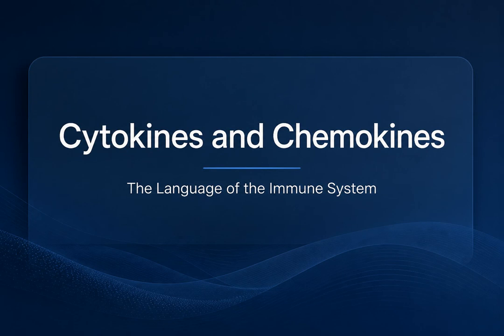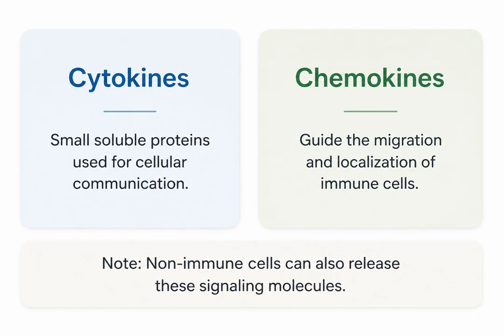Welcome to our lecture on cytokines and chemokines. Over the next few minutes, we are going to explore exactly how immune cells communicate with one another to coordinate complex defenses against pathogens. Think of these proteins as the text messages and GPS coordinates of the immune system. Cytokines are primarily used by immune cells to talk to each other, while chemokines act as a chemical trail to guide cells to where they are needed.